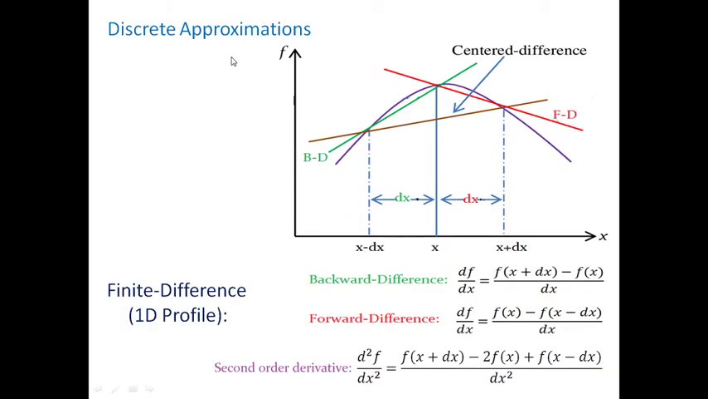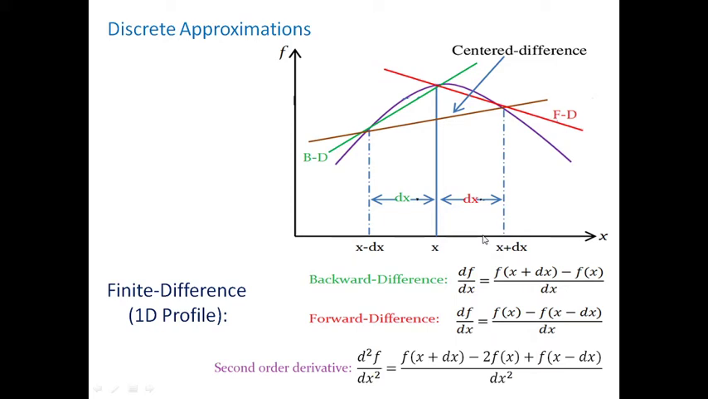Discrete approximation. In a two-dimensional coordinate system, I have the x-axis as well as the y-axis. Let me label the x-axis with x, and let me use f as the label for the y-axis. Here I will have a location x, and there is one more point at dx difference before it, and one more point at dx difference after it. One is beyond it, one is behind it.